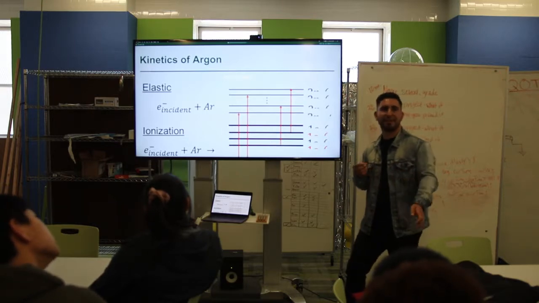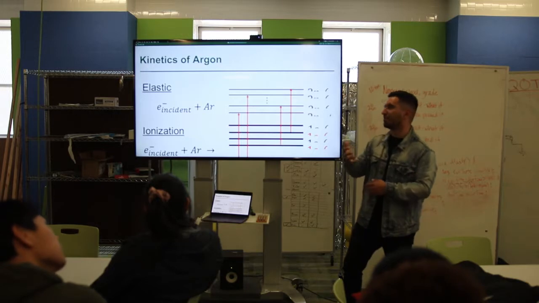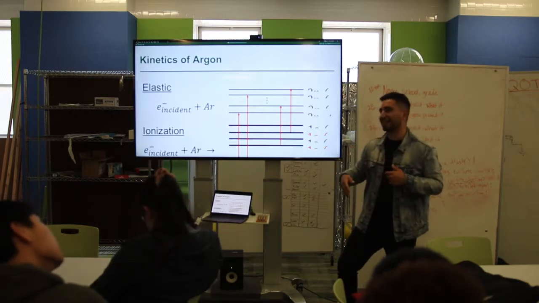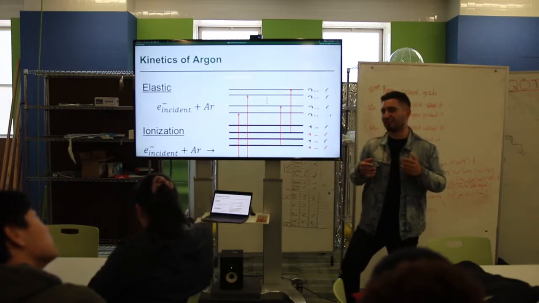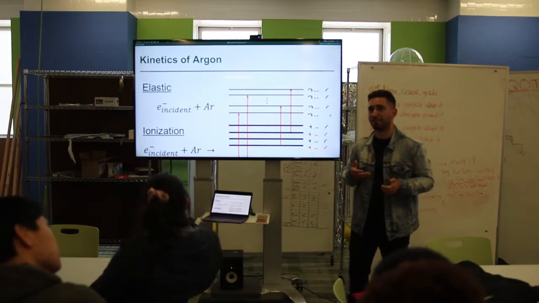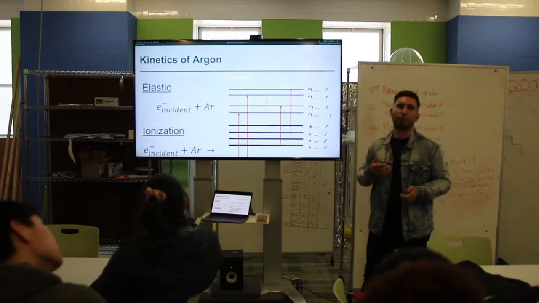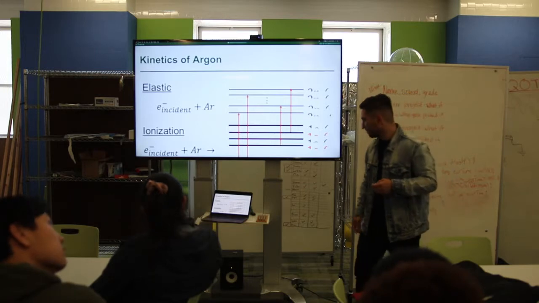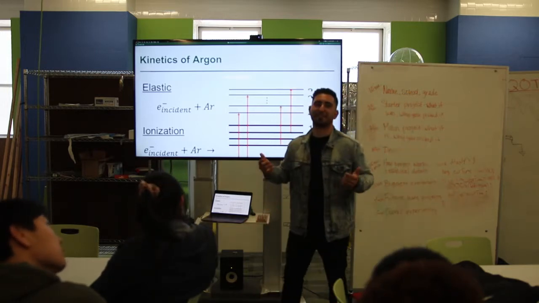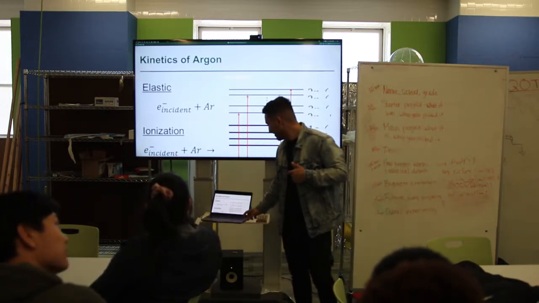So when the electron hits the atom, it could either bounce off, just elastic. It could ionize it, giving it the extra charge, or a lack of charge for a positive one, or it could quantumly excite it. Also, it could miss, nothing happens. It's always fun.